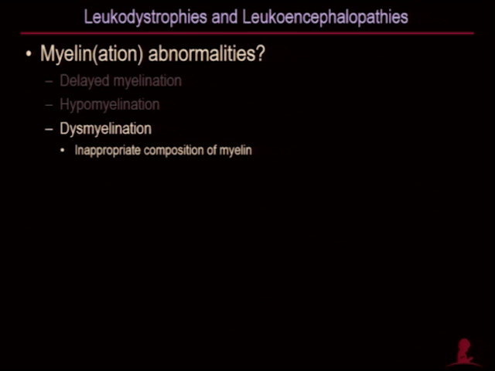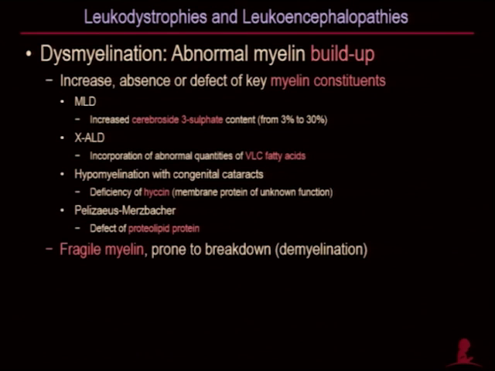It has to do with the composition of the myelin. The myelin has a very well-balanced composition of key constituents, and if this balance is somehow disturbed, that may impact the structural integrity of the myelin, and what happens is that this myelin may become prone to breakdown. It becomes fragile and prone to breakdown. And we have several examples for that.